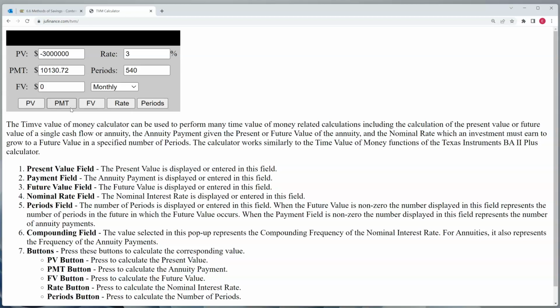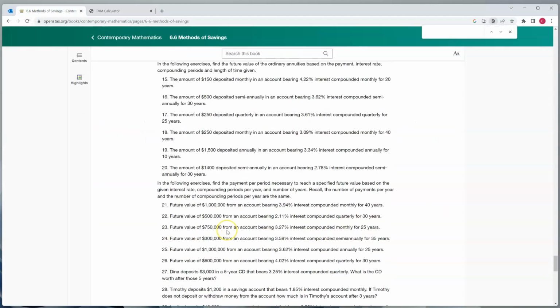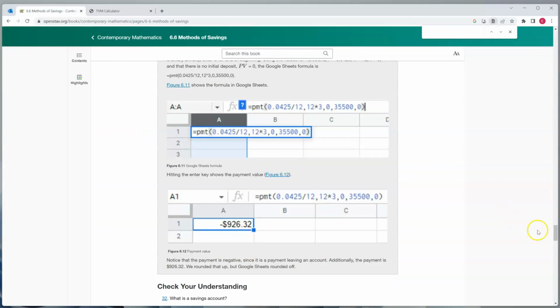But anyway, I don't want to go on a rant. I just wanted to show you some interesting problems and how you can kind of use this. So that's really all I have for section 6.6 about savings.